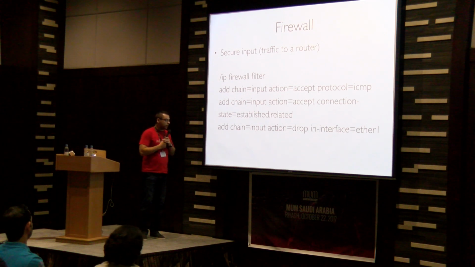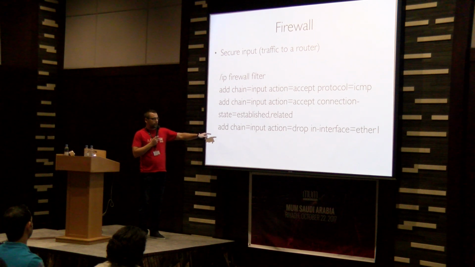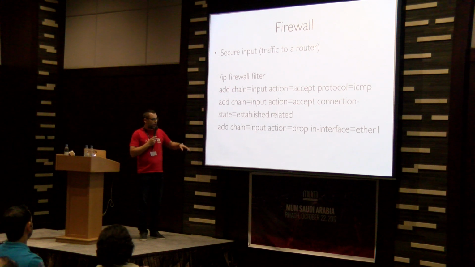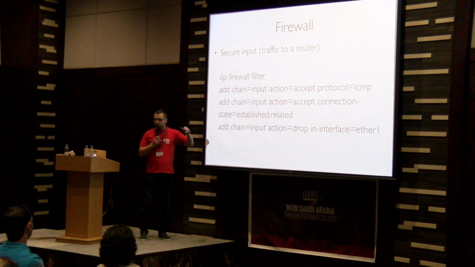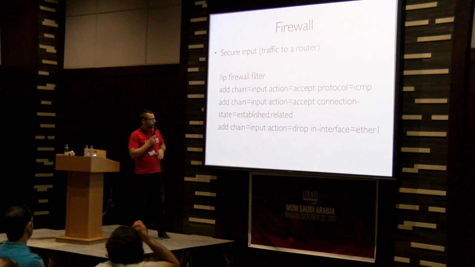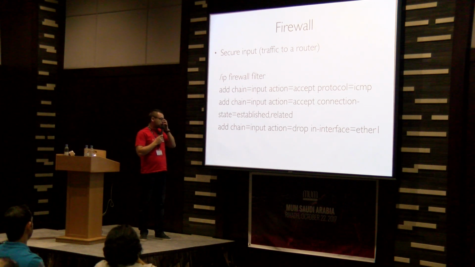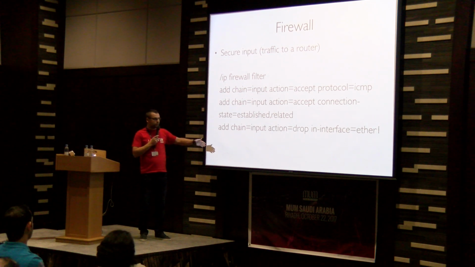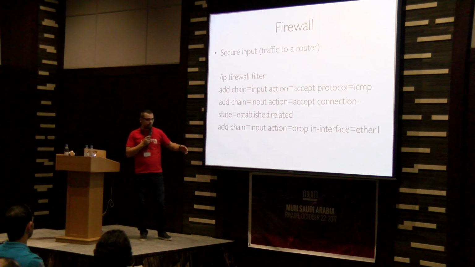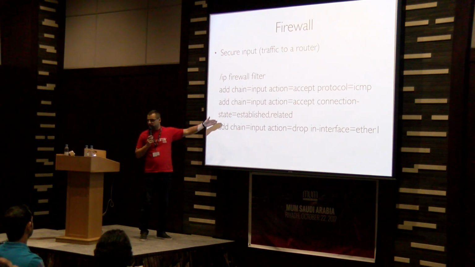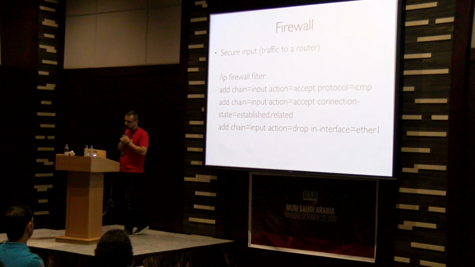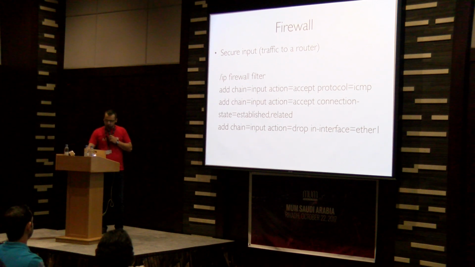But in the end, I drop everything coming from, in my case, Ether 1, which is the internet interface. New connections from Ether 1 won't be possible. Invalid packets will be dropped. And the only packets possible in the input chain will be replies to connections made from the router itself, due to this established related rule. That was in the input chain.